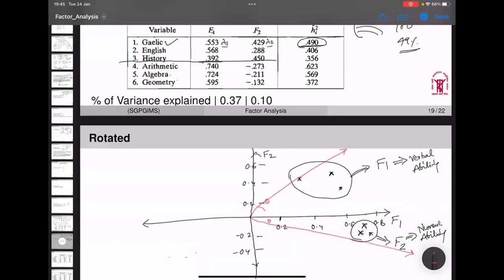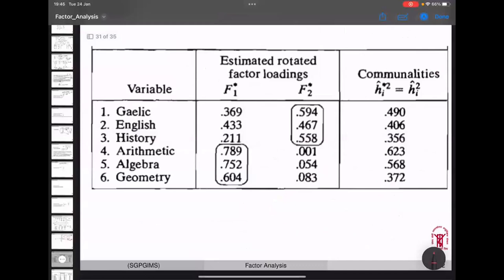Now, what I'm trying to say, if you rotate this axis by, say, angle theta, okay. Now, you can see that this rotation is actually termed as oblique rotation. Now, if you rotate it like this, this is termed as factor rotation.